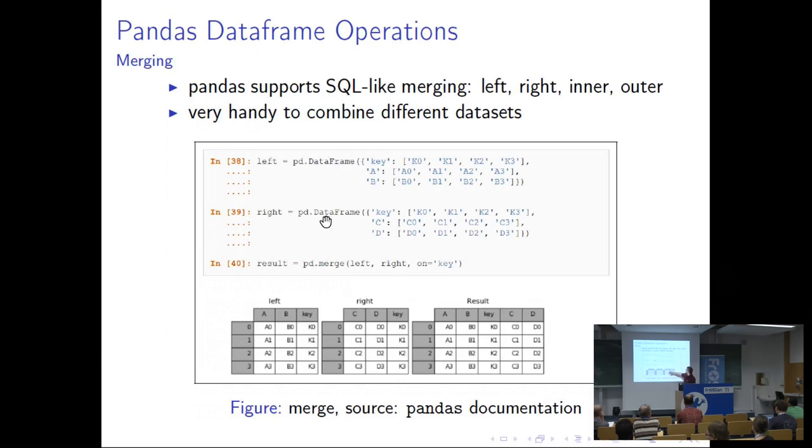It's simply this. I have a data frame here, that's the left data frame. I have the right data frame. I have some key columns. And I say pd.merge, left data set, right data set, on which key. That's it. The resulting data frame then has all those columns inside. Awesome. Saved so much time. Yes?